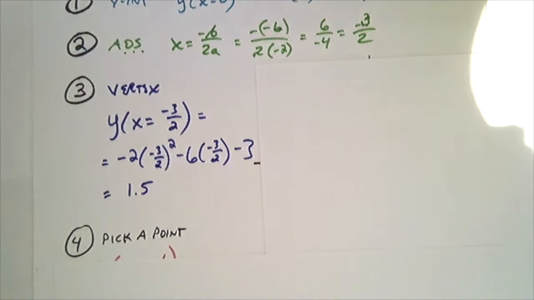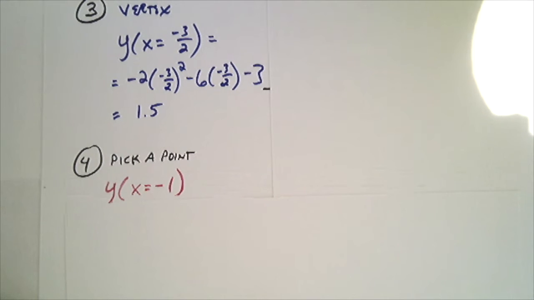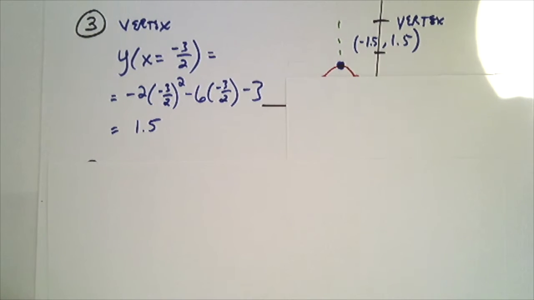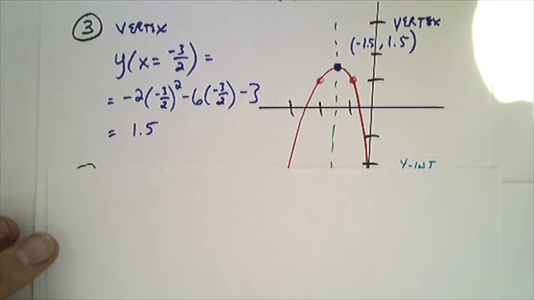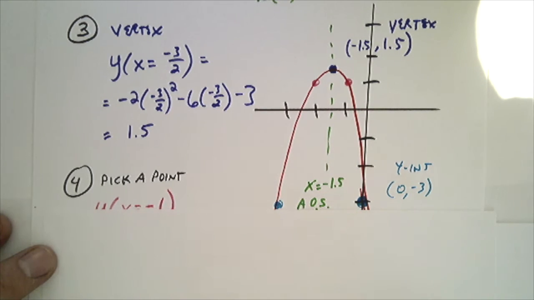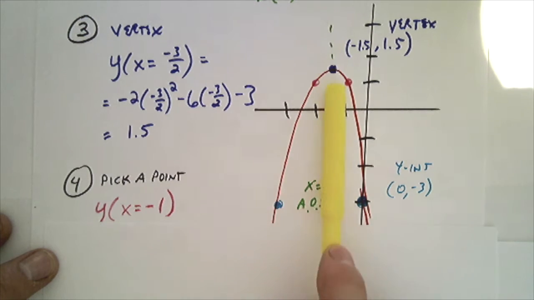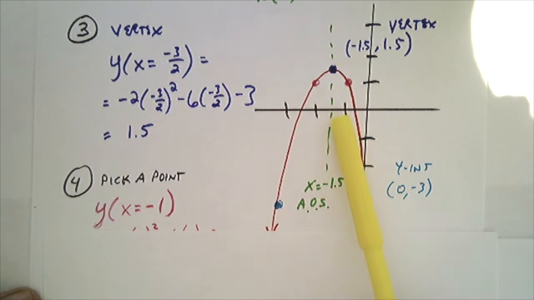And then the last step, one more step after this, is to pick a point. Let's first graph these. Before we do this, let's look at what we've got so far. We've got the vertex at negative 1.5, 1.5, so we graph that point. We have the y-intercept at 0, comma negative 3. We have the axis of symmetry at x equals negative 1.5. And now we're picking a point somewhere between here. So that's how we pick this point.